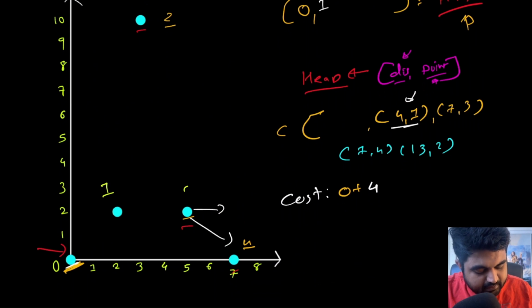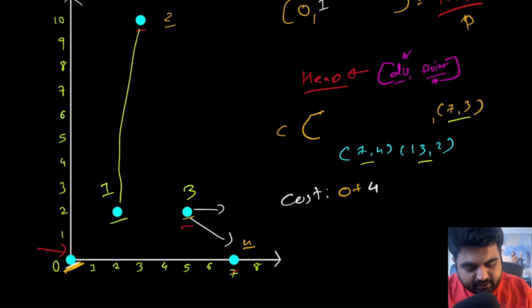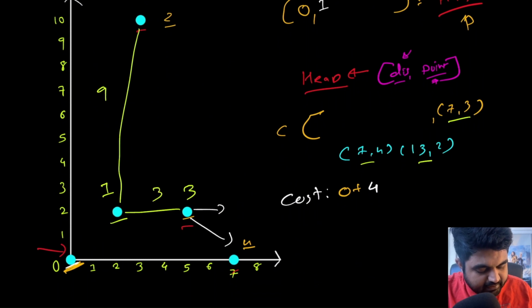mark 1. Okay, so now once again we are going to be popping these two entries, but these three entries, like 7 3, 7 4 and 13 2, are still going to be present inside our heap. Now from this one, we have once again three options. First option is this one, the cost of this is 9. Second option is this one, the cost of this one is 3. And the third option is from 1 to 4. So the cost is going to be 2 and 5, so 7.